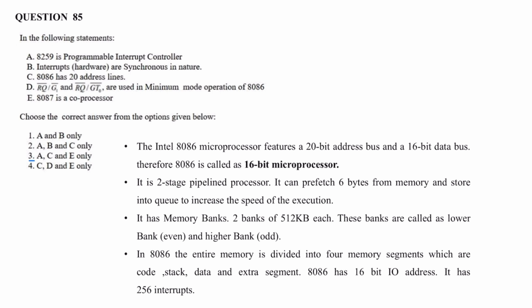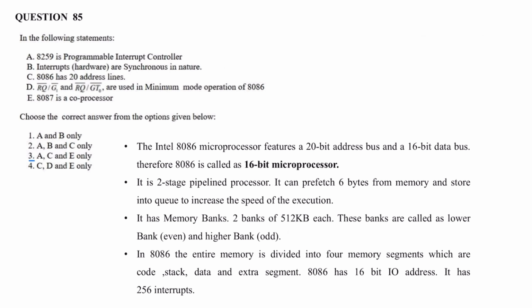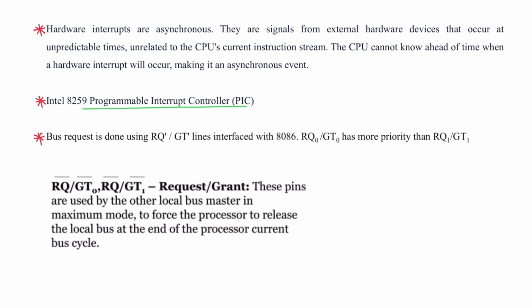Question number 85. Five different statements are given. We need to identify the correct statement. 8259 is programmable interrupt controller. So statement A is correct. Next statement B, interrupts are synchronous in nature. These hardware interrupts are asynchronous.